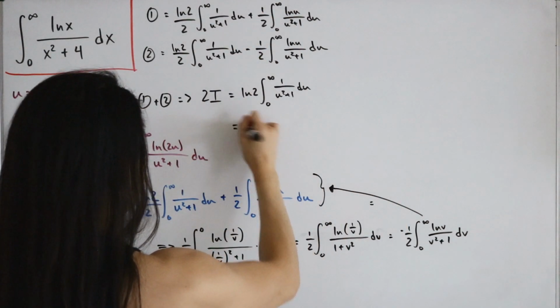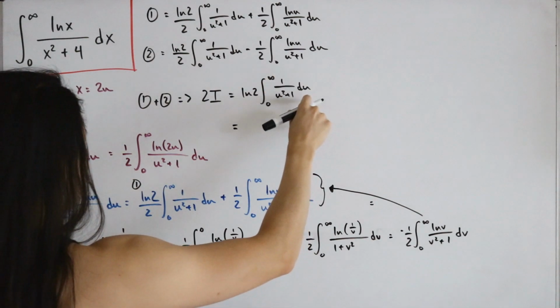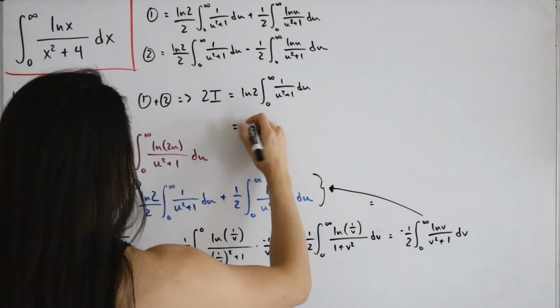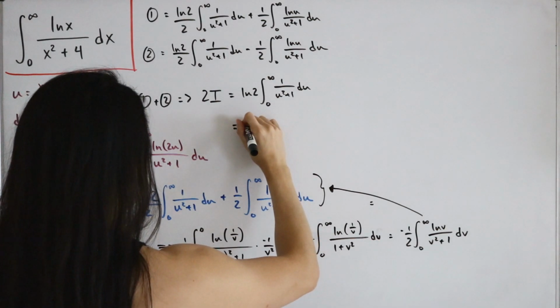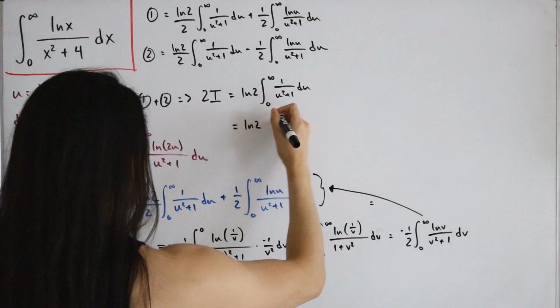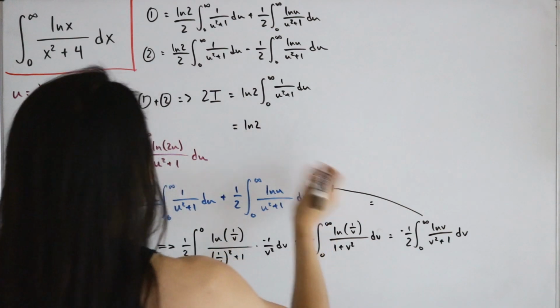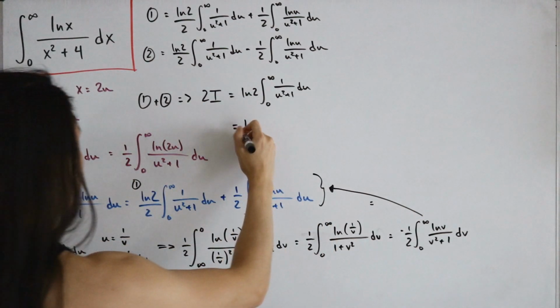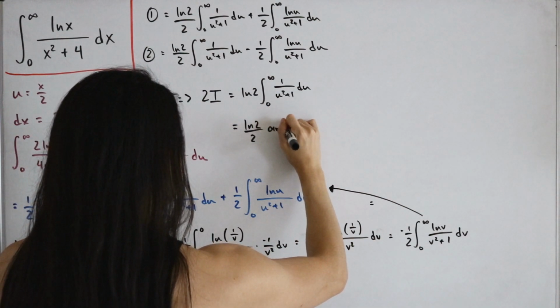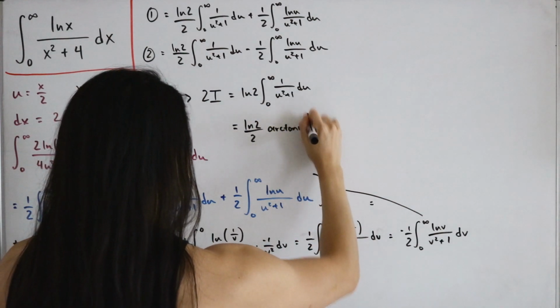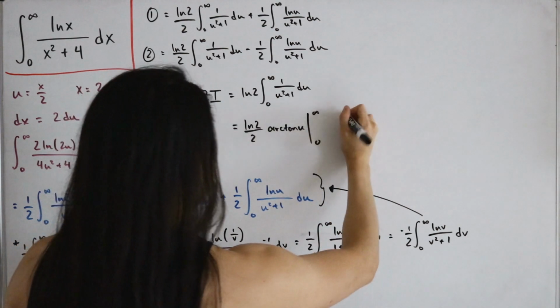So the last thing is that all we have to do is calculate this antiderivative, which we know its well-known antiderivative is going to be the arctangent of u. Then we also have to divide the 2 on both sides just to get I by itself. So ln of 2 divided by 2, and then multiply by arctan of u, evaluated from infinity to 0.